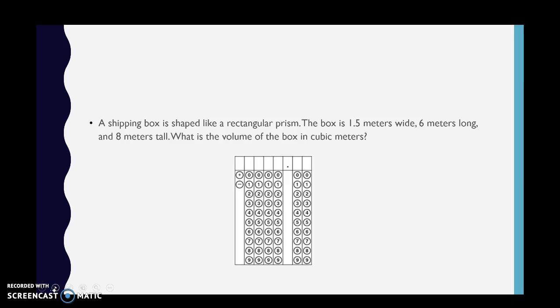Okay, so a shipping box is shaped like a rectangular prism. A box is 1.5 meters wide, 6 meters long, and 8 meters tall. What is the volume of the box? Okay, so first I'm going to go ahead and draw my box, because we always want to draw a picture. It helps us out.